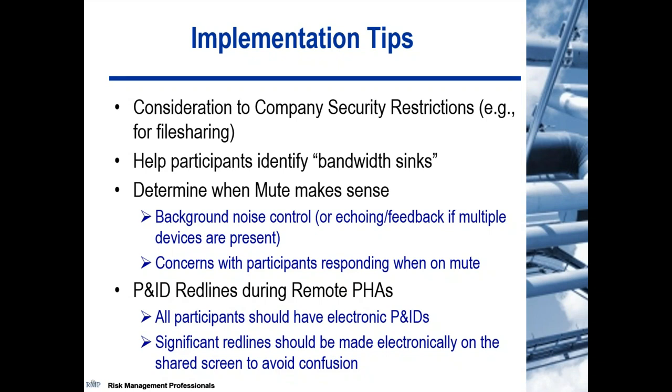If file sharing restrictions or internet or intranet access is an issue for non-affiliated devices, it might be beneficial to have a secondary computer available with this access. It's been very helpful in my experience. Also, help participants identify bandwidth sinks. So some impacts to connectivity issues could be due to other users in the home, security systems, television, internet, radio, gamers, just some things to think about if you're having bandwidth sinks, or if you're having connectivity issues.